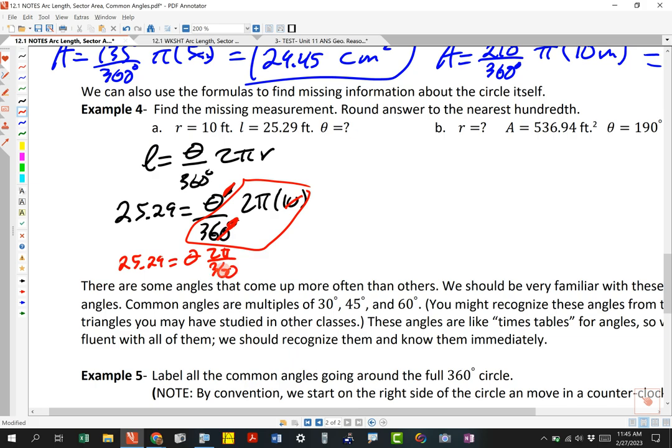Now, we could clear the fraction by multiplying by 360, or we could take advantage of the fact that in 7th grade math, or for you guys, maybe in 6th grade math, isn't that just a fraction that we need to get rid of? How do you get rid of a fraction? Multiply by its reciprocal. So we're going to multiply by 360 over 2 pi. So theta in this case, let's throw that in the calculator.